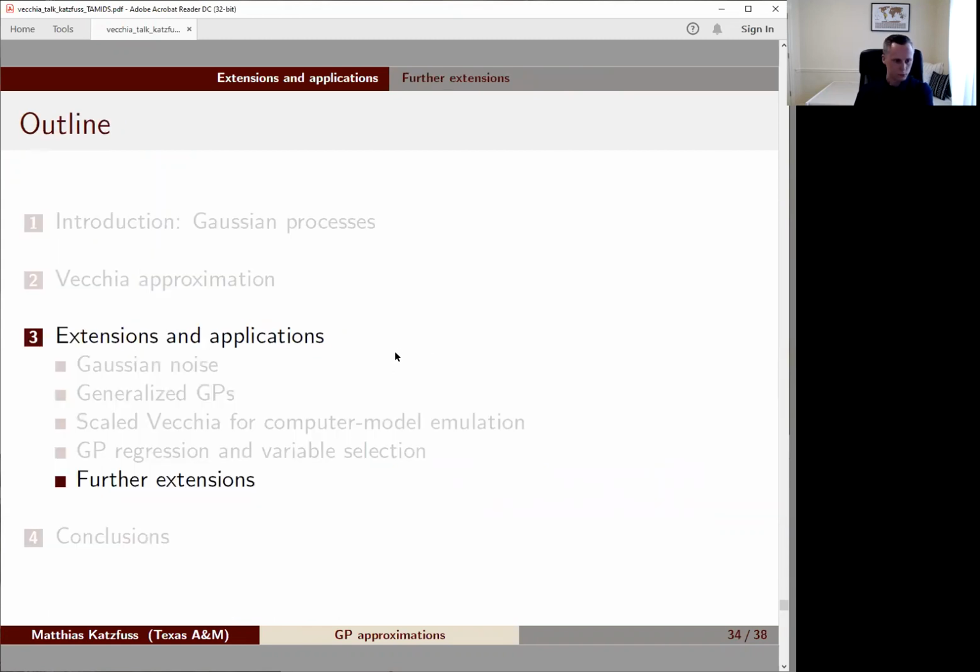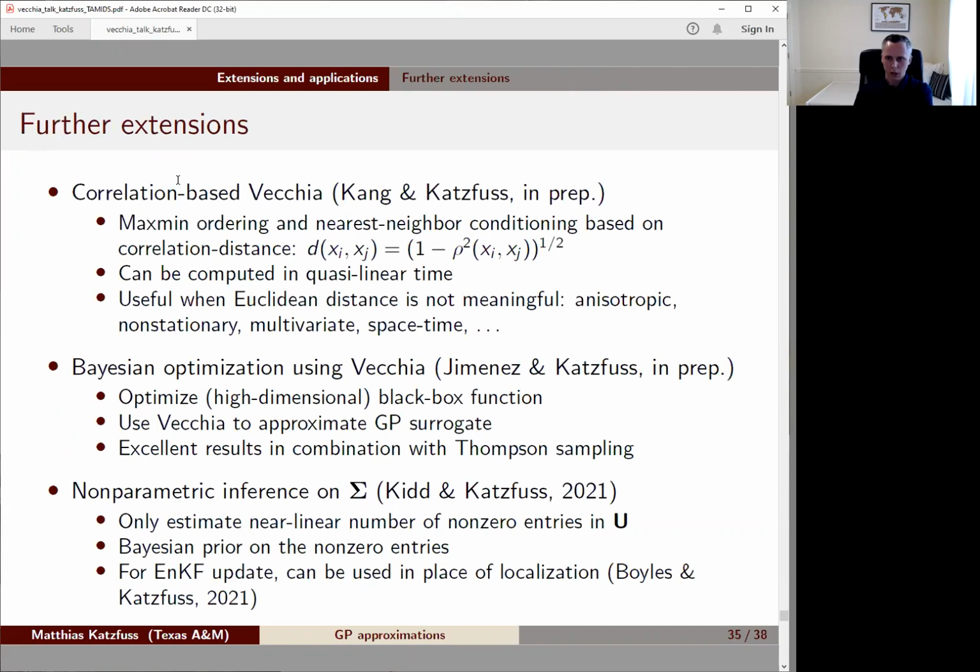Because I have a little bit of time, I'm not going to go into details here, but I just wanted to say that Vecchia can be applied even more broadly, to even more things that I don't have time today to go into. We've started working on Bayesian optimization using Vecchia. We can also apply it to settings like multivariate Gaussian processes or space-time processes using something that we call correlation-based Vecchia.